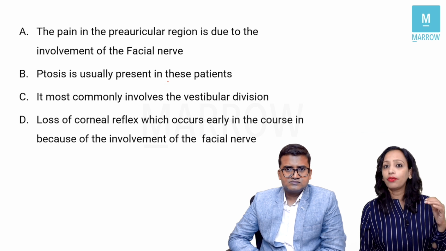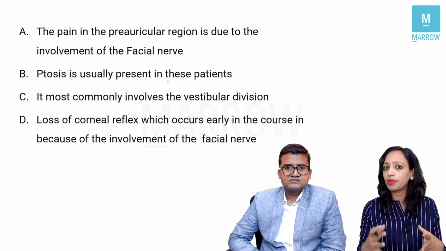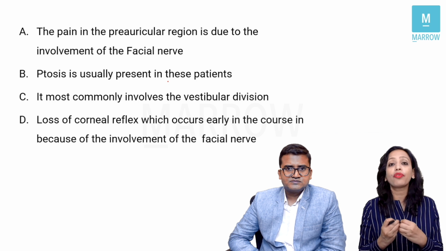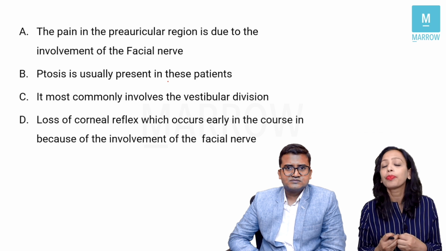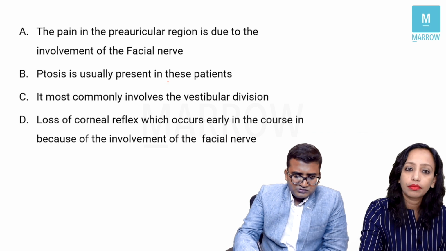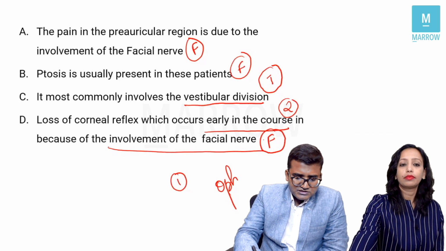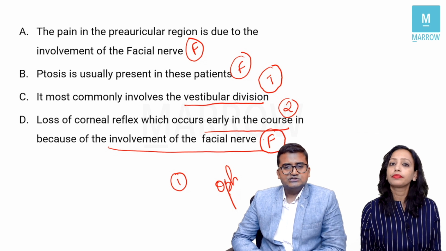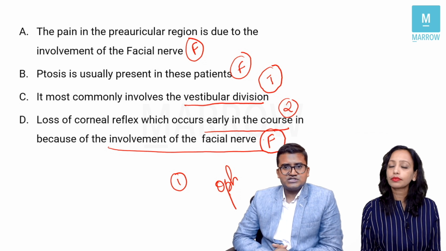And here, when the tumor goes intracranially into the CP angle and the upper pole involves the trigeminal nerve, the earliest feature because of involvement of the trigeminal nerve that we see is the loss of corneal reflex. So now option D is also false. So now the true statement is option C. Right. So now to summarize about the acoustic neuroma.